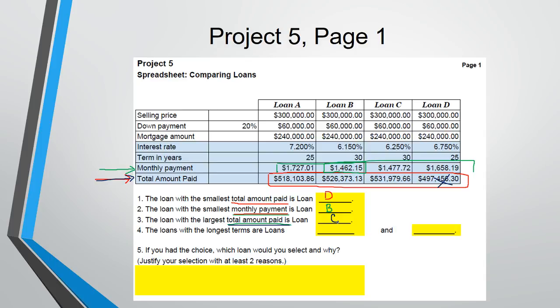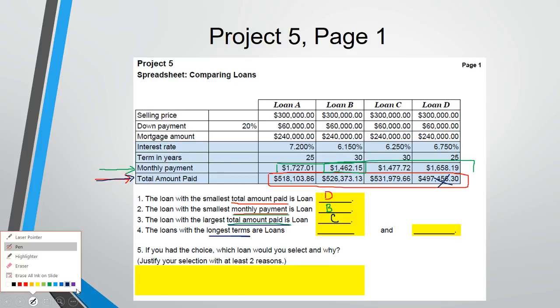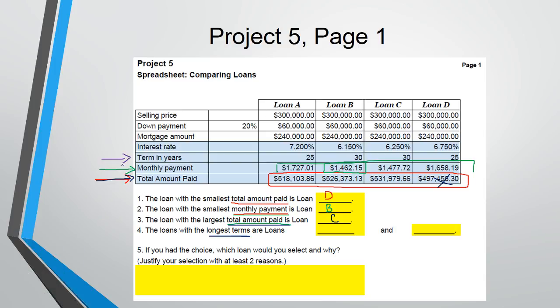Alright, number 4. The loans with the longest terms are loans blank and blank. Longest terms mean how long are we taking it out for? Which one is going to take you longer to pay back? So we're going to take a look at the terms in years. We have 25, 30, 30, 25. Which one is the greatest number? That's going to be the two 30s. So that means you want to write B and C. That's all that you have to do for that first part.